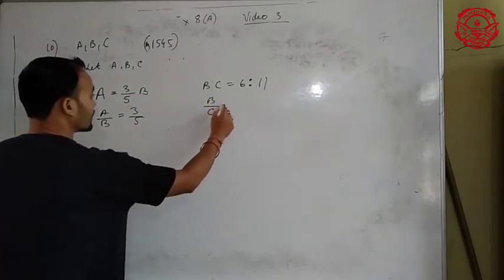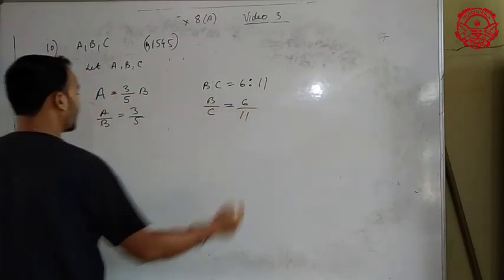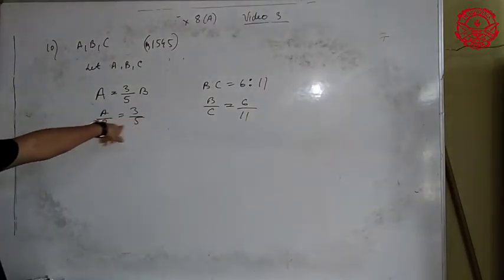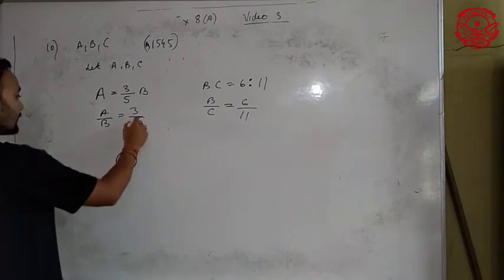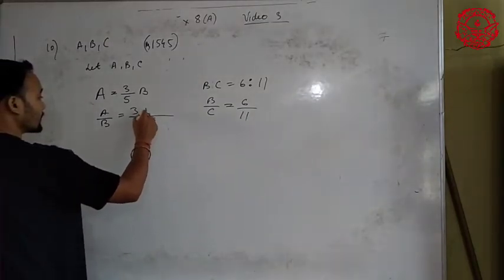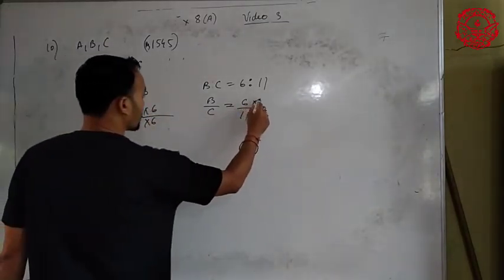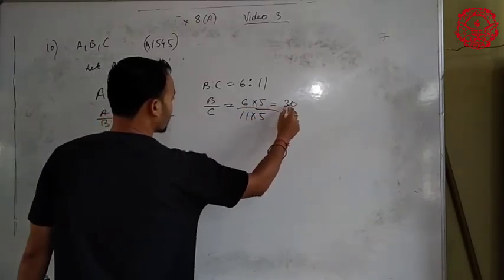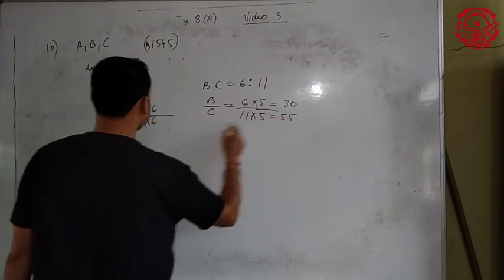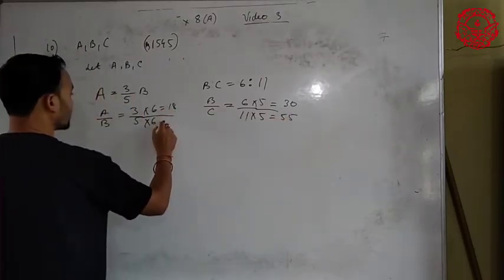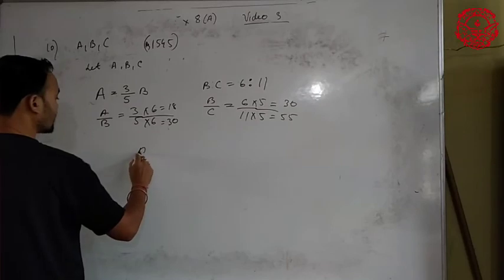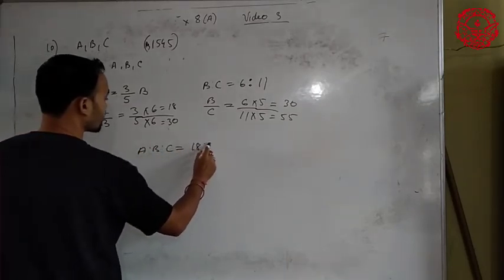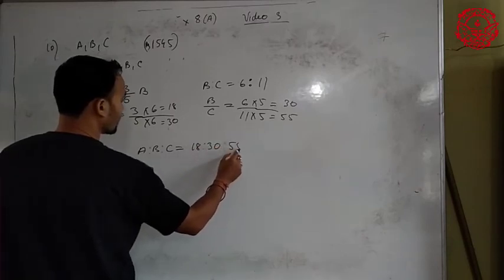B by C, 6 by 11. What we are going to do? We are going to make the value of B same. That is, it is multiplied by 6. It is also multiplied by 6. It is multiplied by 5. It is also multiplied by 5. It will be 30. It will be 55. It will be 18. It will be 30. Now A is to B is to C. How much? A is to B is to C is equal to 18 is to 30 is to 55.